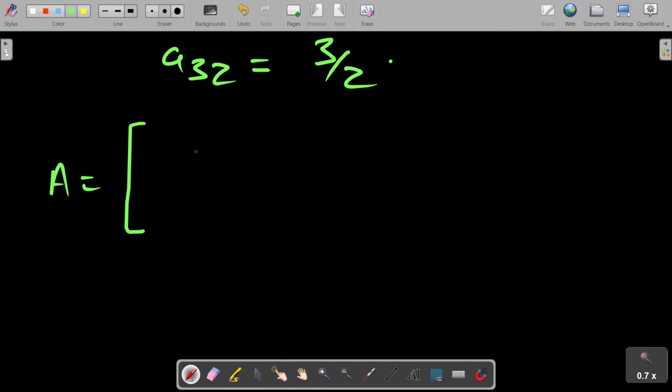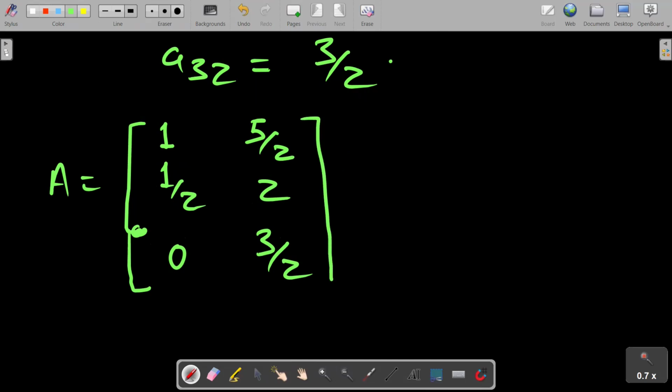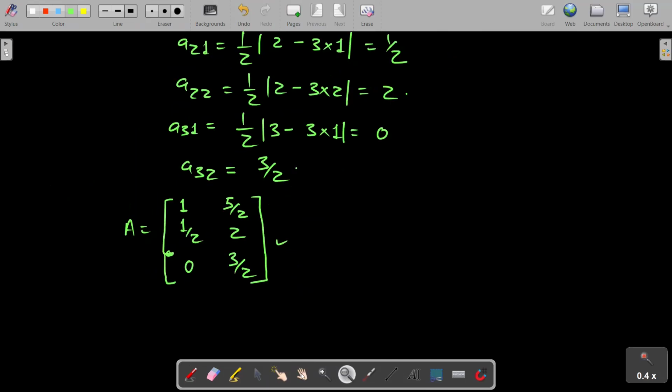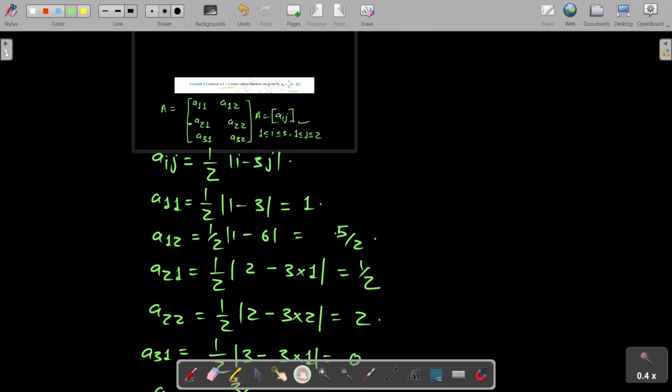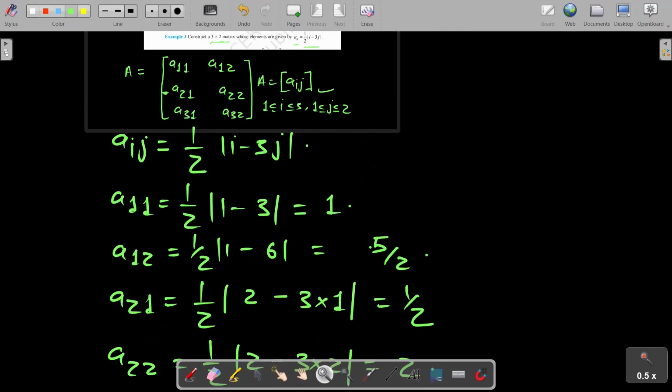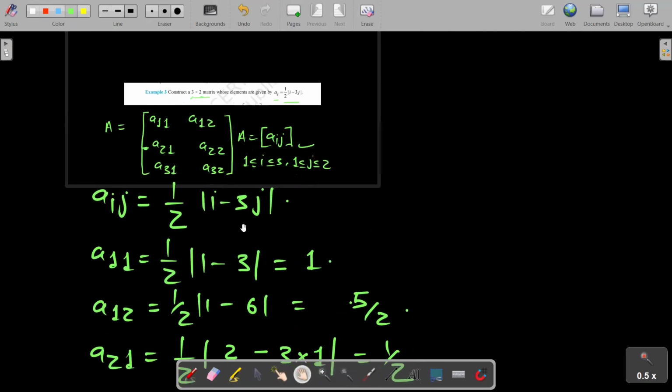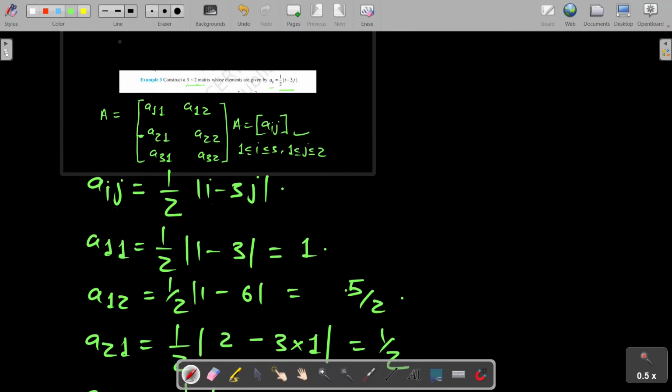So now it is 1, 5 by 2, A21 is half, A22 is 2, and A31 is 0, and A32 is 3 by 2. So this is the solution of this problem, and this was a very good problem. So this is all about the matrix, and this is the first chapter, and in the next class we will see about types of matrix.